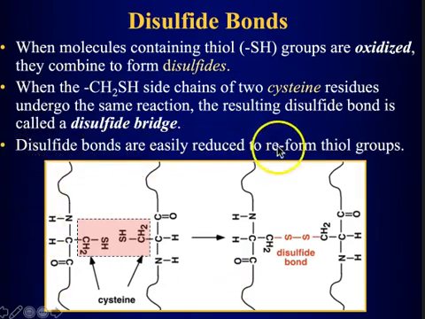Alright, so I missed the last one, but just disulfide bonds are easily reduced to reform those thiol groups, so that's what we were just saying. So it is very easy to go back and forth between these disulfide bonds.